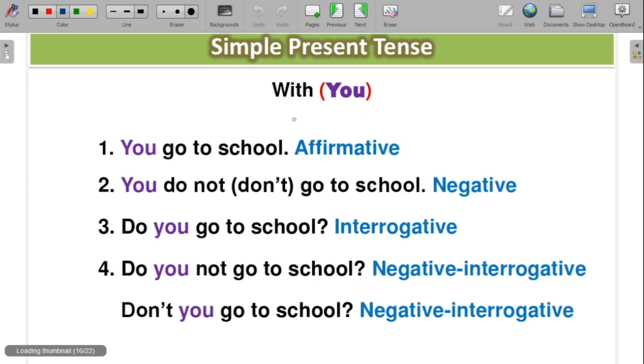The same way with you. You go to school, you do not go to school. Do you go to school? Do you not go to school? Or don't you go to school? This is a negative interrogative sentence.